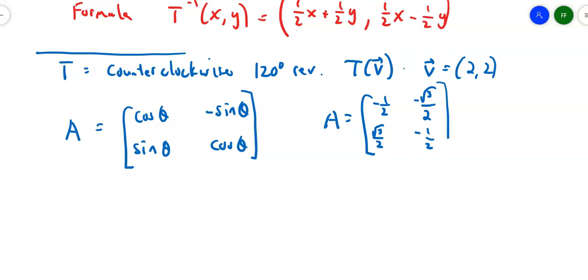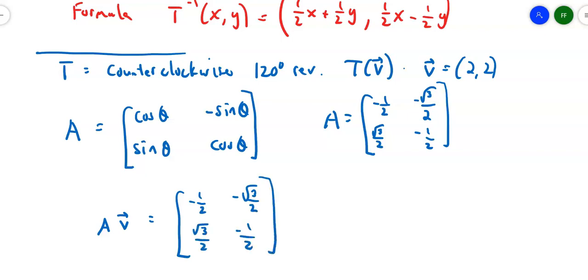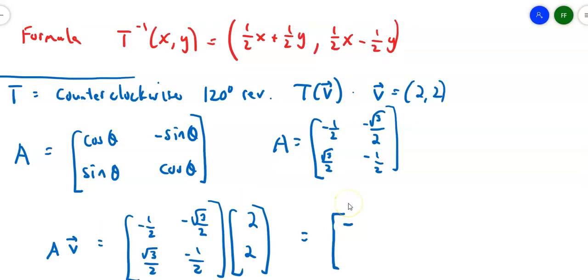and again a negative 1/2 down here. So if we want the transformation of that vector, we should just take negative 1/2, negative root 3 over 2, positive root 3 over 2, negative 1/2, and multiply it by the vector 2, 2. And we'll find out what happens to that vector under that transformation. We'll end up with negative 1 minus the square root of 3, and then on the bottom, the square root of 3 minus 1. And that will be the vector that results from rotating counterclockwise that vector 2, 2 by 120 degrees.